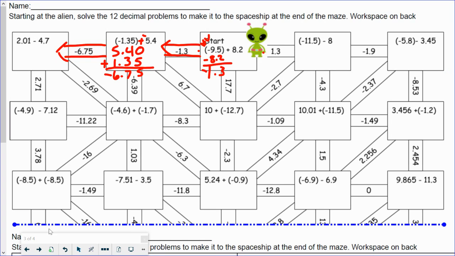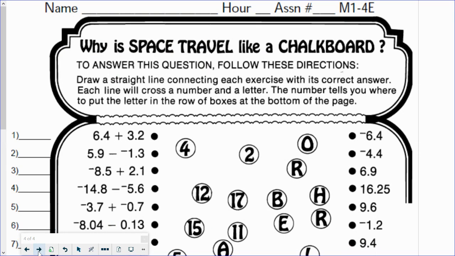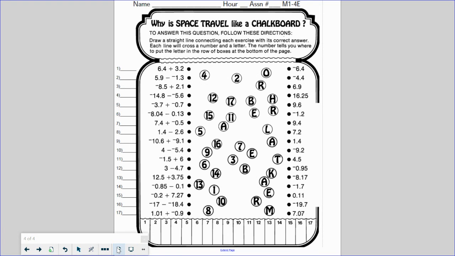Okay, there is an extra practice page. Let's look at that one for a minute. Let me change it up a little bit. What you're going to do is draw a straight line connecting each exercise with its correct answer. Each line will cross a number and a letter. The number tells you where to put that letter in the boxes on the bottom.